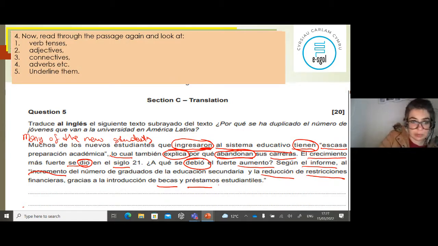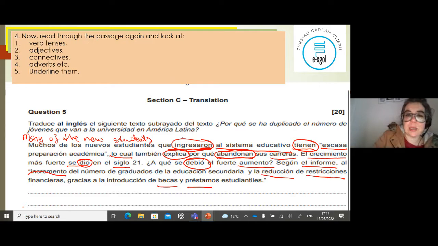And I think that según el informe, al incremento del número de la graduación, la reducción secundaria, gracias a la introducción de becas y préstamos estudiantiles. Okay, so we've got these verbs.